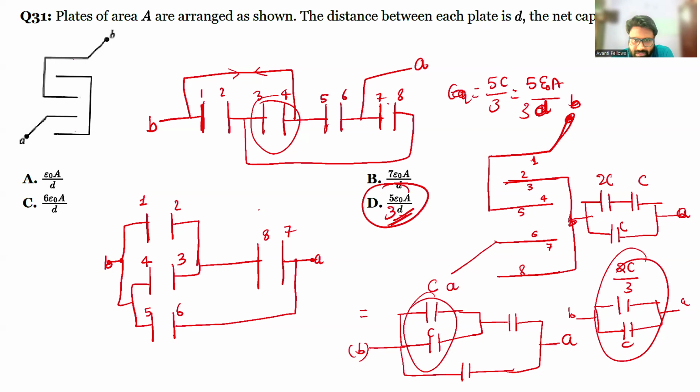Now, in this question, the correct option is option D, but it has also missed this 3. The correct option is 5 epsilon naught A by D. This is the printing mistake that we have.